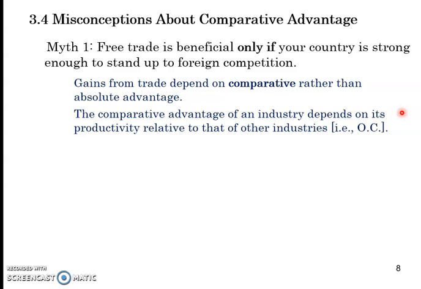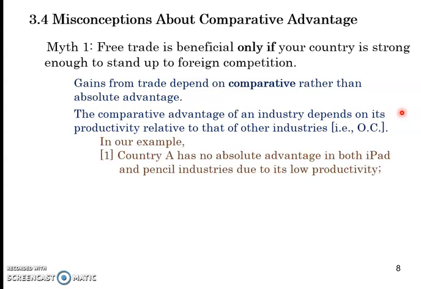We already said that the comparative advantage of an industry depends upon its productivity relative to that of other industries in the country. In other words, this is opportunity cost. So what we're saying is that here, we are not just comparing between the two countries. We are also comparing between the industries in the same country.